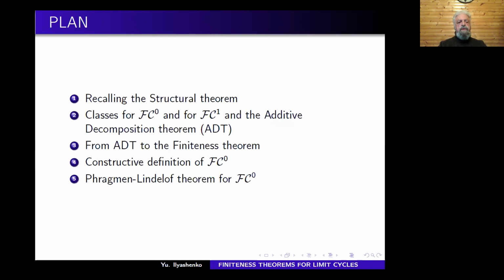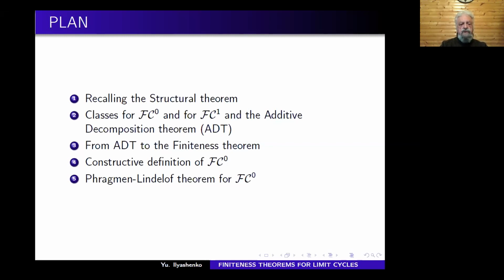The plan of the lectures is the following. First of all, I will recall the structural theorem, the main result that was the conclusion of the previous lecture. Then I will describe classes FC0 and FC1, and will give an additive decomposition theorem. In a sense, it is the starting point for the finiteness theorem. Then I will deduce the finiteness theorem from the additive decomposition theorem. Then I will go back.